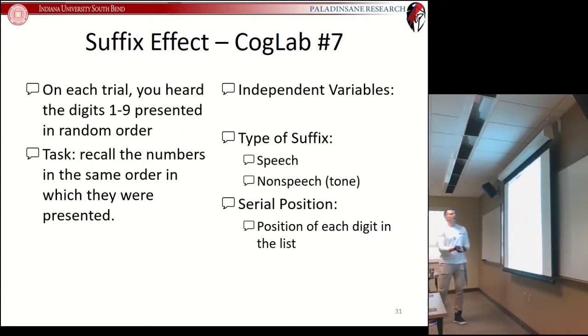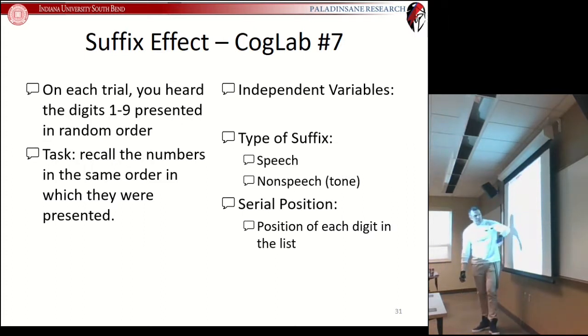Importantly, for the type of suffix, the non-speech condition was just a tone. It was just a beep, or whatever it might have been in this version of CogLab. But importantly, it wasn't a word. It wasn't speech. In the speech condition, your suffix, your signal, was the number 0. It's important to realize that as a signal, both of these effectively identified the end of your trial. The tone identified the end of your trial because you heard the tone and you're like, that's not a number, I can start my recall.